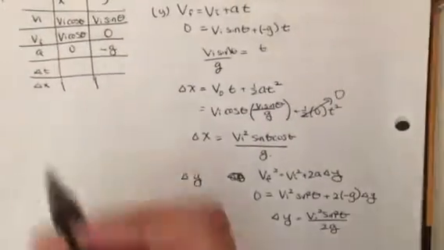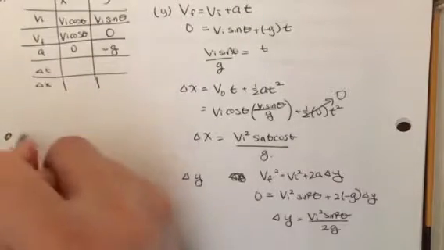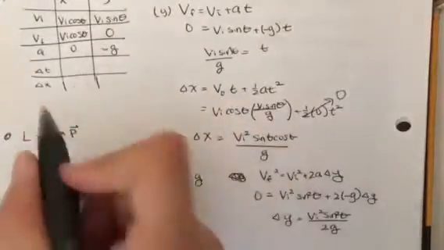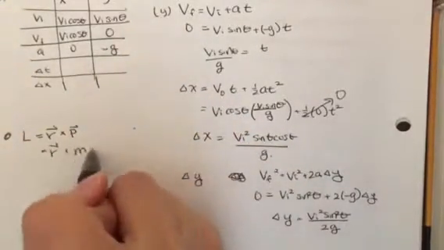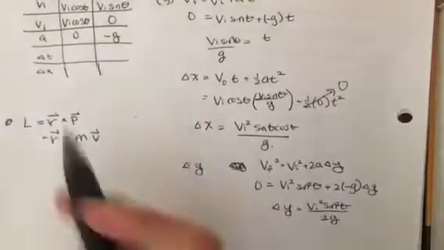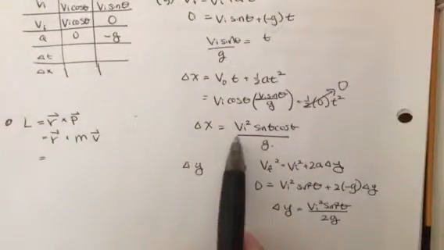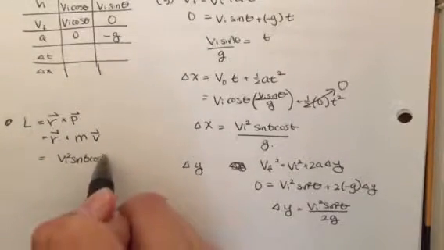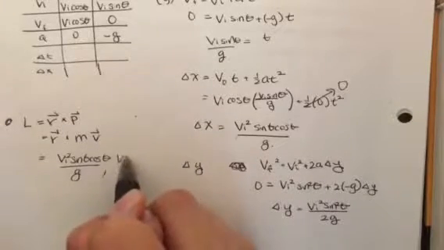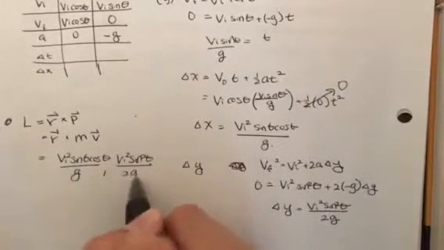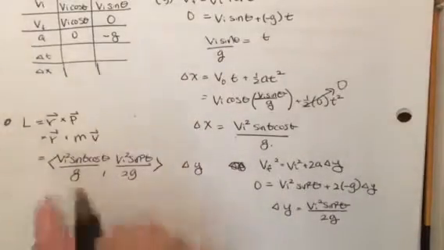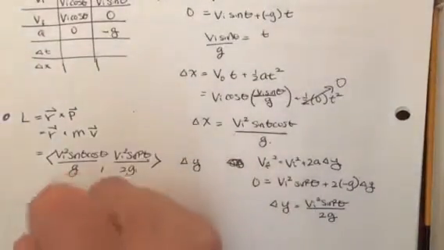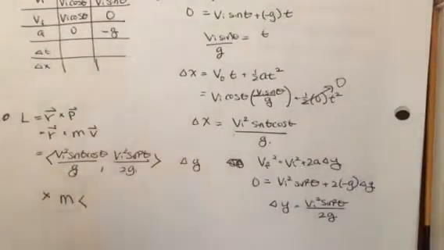So now back to the original question, which said find the angular momentum, which is r cross p. Now we know that p is also mass times velocity, where mass is a scalar, v is the vector. r we know is to be x here and y there. So vi squared sine theta cosine theta over g, vi squared sine squared theta over 2g. That's how I write my vectors. You can write this as i and that as j. Cross mass, which we do not know, and velocity.